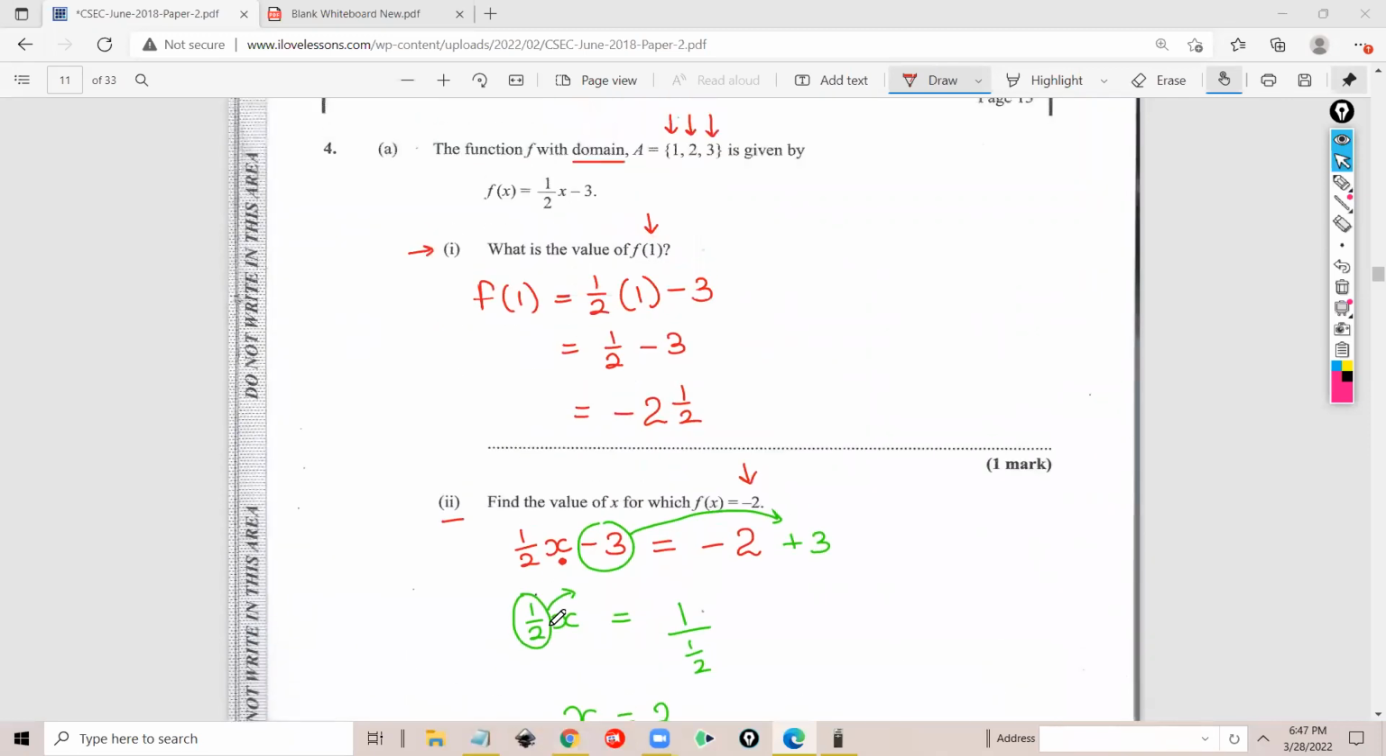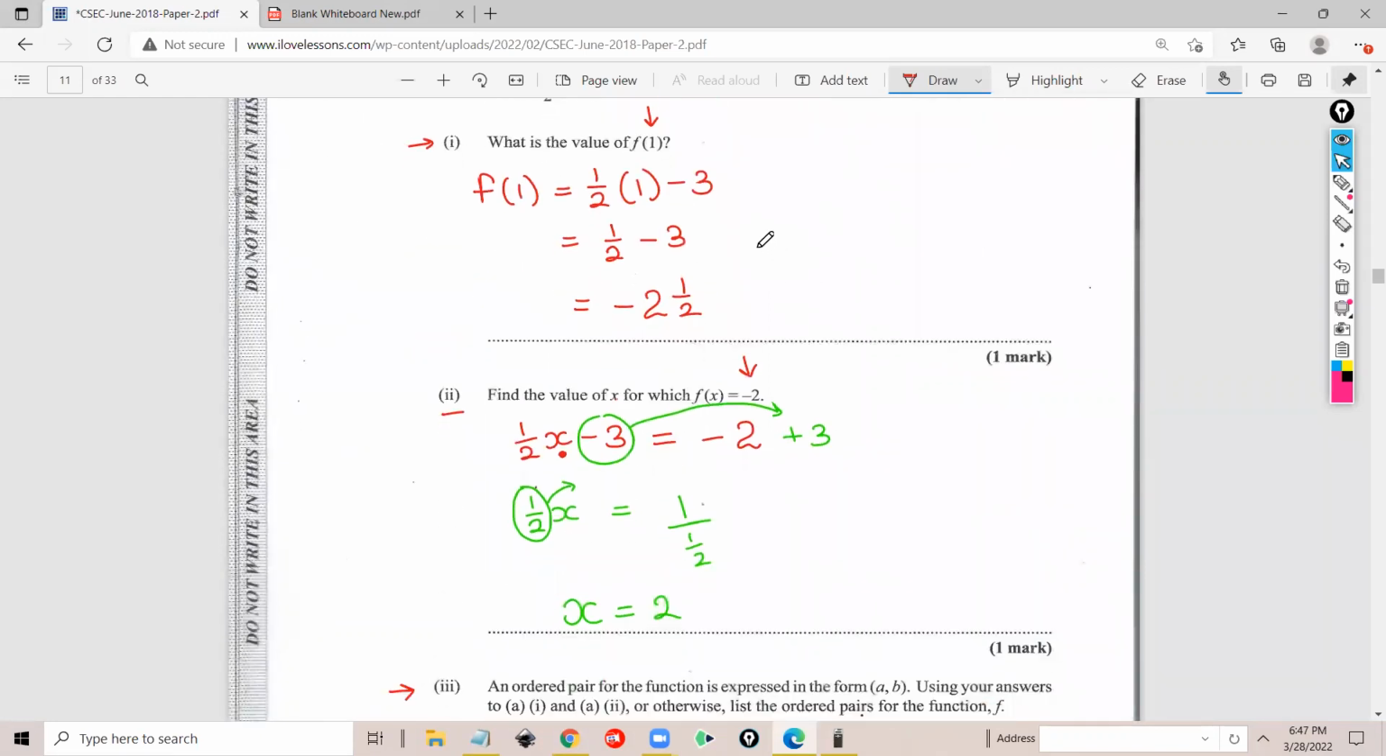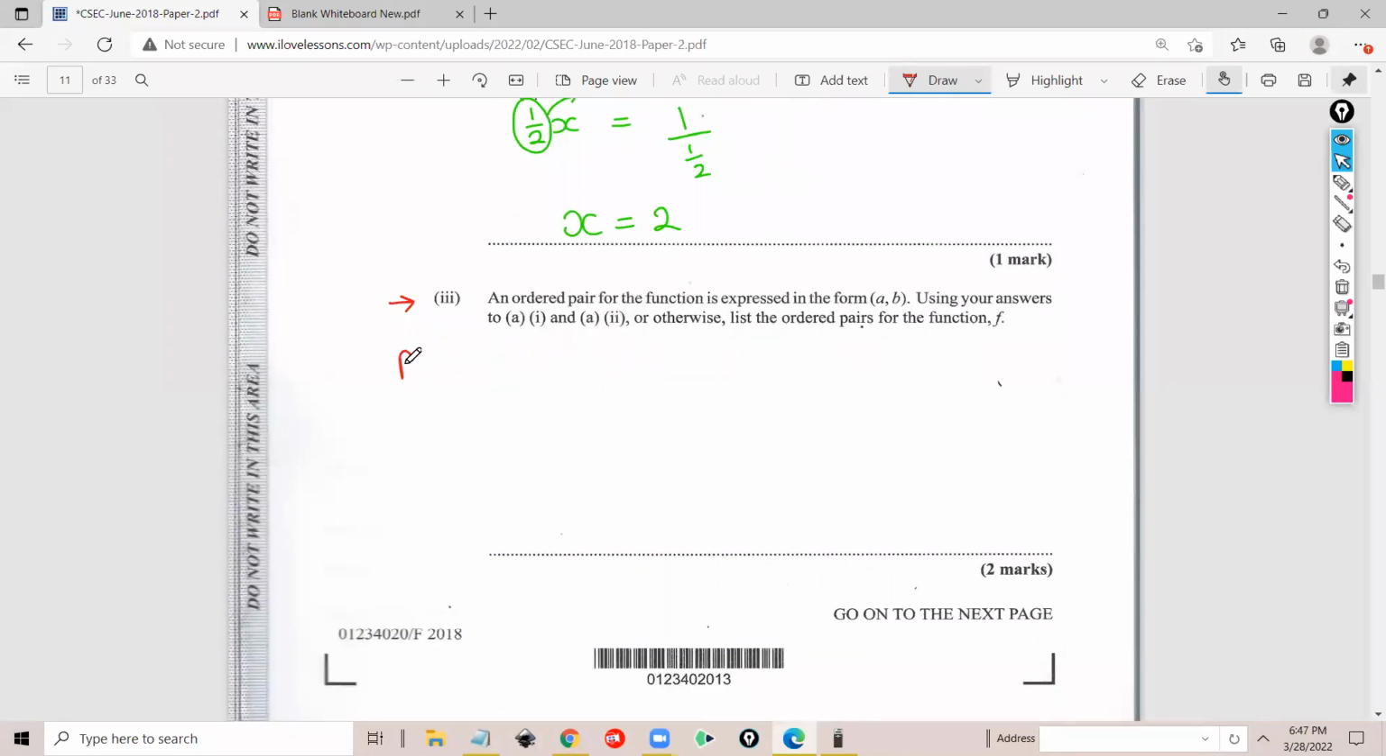Let's go back to where we started, where I said that in this function, you are only allowed to put in 1, 2, and 3. Remember, these are the x values that you are allowed to put into the function. So it's almost like a coordinate system. Like you have an x value and you have a y value. So anyway, let me write it down here. Remember, the function is f(x) is equal to half x minus 3.